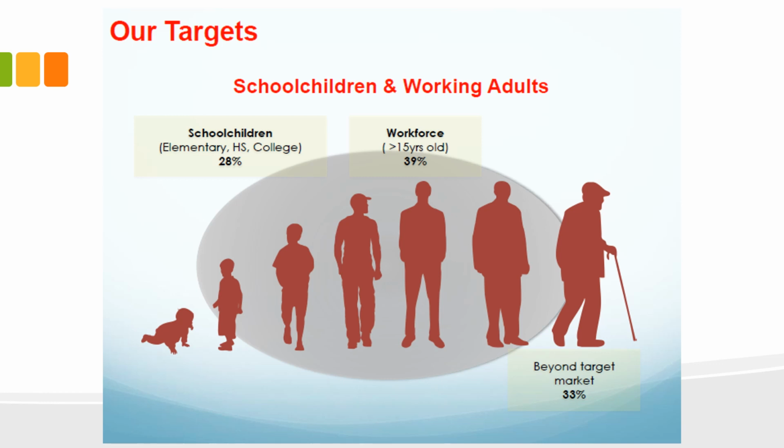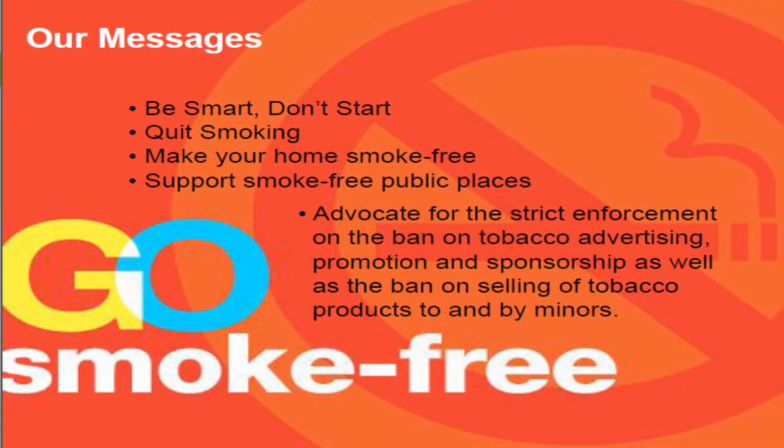Targets would be school children in school, in the workplace, and beyond, the target market would be 33%. But these targeted school children and workforce would be the people that would eventually be affected by chronic disease. The target market beyond that age, the 33%, would have had the disease by then. So again, prevention is better than cure. Target lifestyle changes early. So smoke free. Be smart, don't start or quit smoking. Make your home smoke free and support smoke free public places. So advocate for the strict enforcement on the ban on tobacco advertising, promotion, and sponsorship.